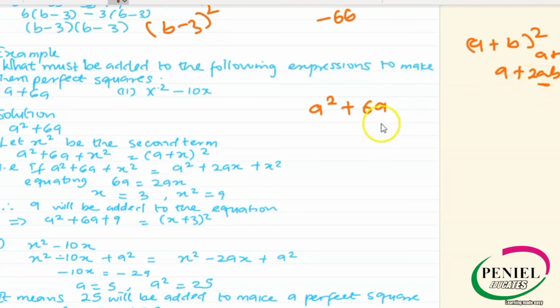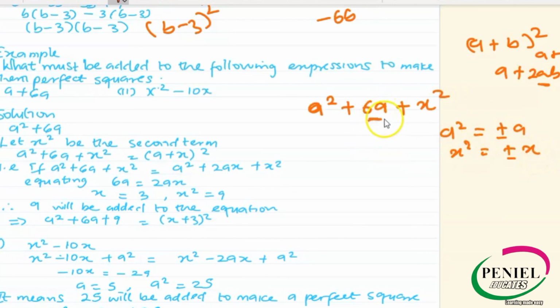Okay, so now what must we add? For a perfect square, the other term that we need could be x squared. If we do this, we know that for a squared, the square root is going to give plus or minus a. For x squared, the square root is going to give plus or minus x.